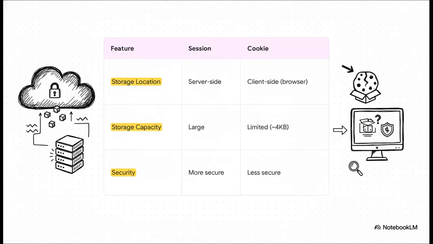So let's put them side by side. The big, huge difference is where the data lives. Sessions are on the server. They're safe, secure, and can hold a lot more data. Cookies live on the user's computer. That makes them way less secure because the user can actually mess with them, and they can only hold a tiny amount of information. So, rule of thumb, sensitive stuff like a login, use a session. Simple preferences, a cookie's fine.